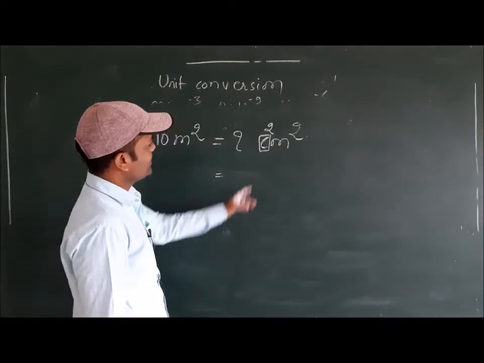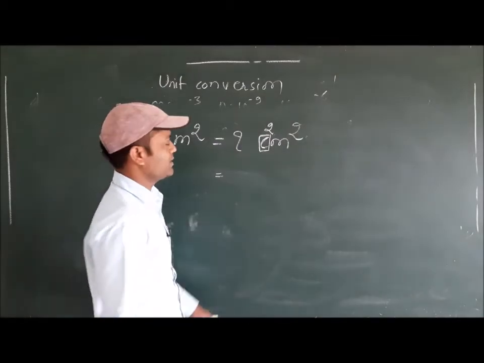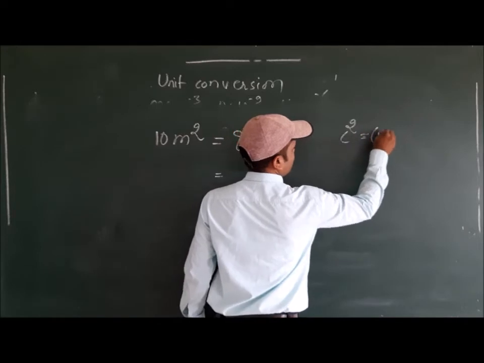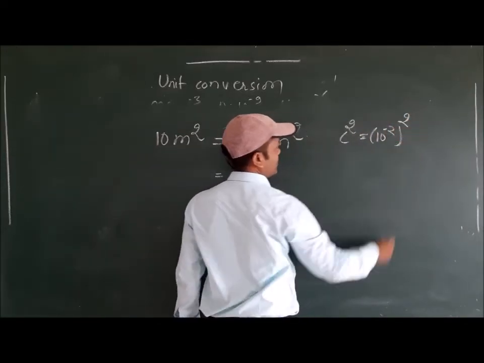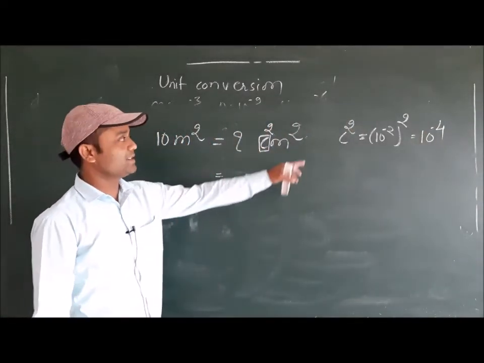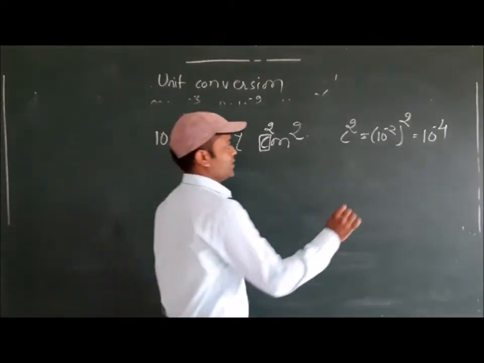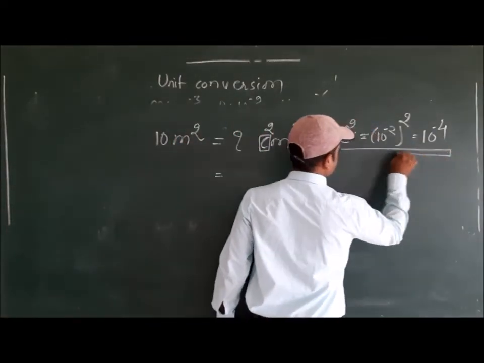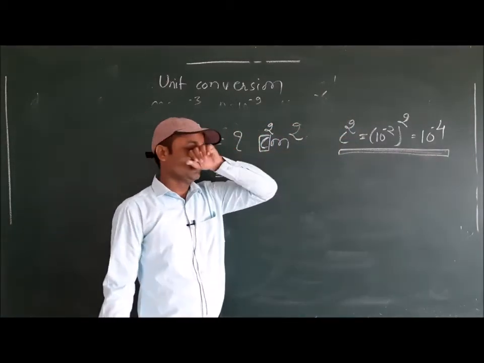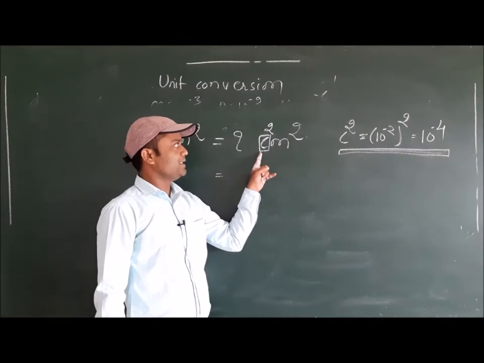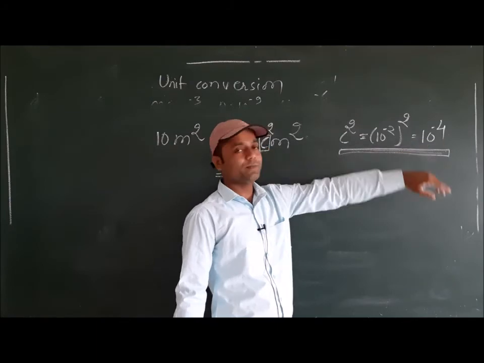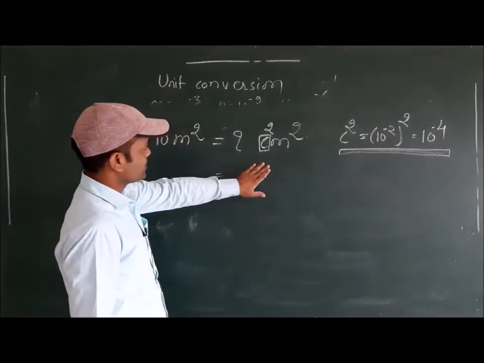So what is the value of centi square? The centi value is 10 to the power minus 2 to the power 2, means 10 to the power minus 4. 10 to the power minus 4 is the centi square value. Focus on this value and try to understand what I did. I separated centi square and meter square and calculated the value of centi square only. Centi square value is 10 to the power minus 4, and I have to put centi square there.